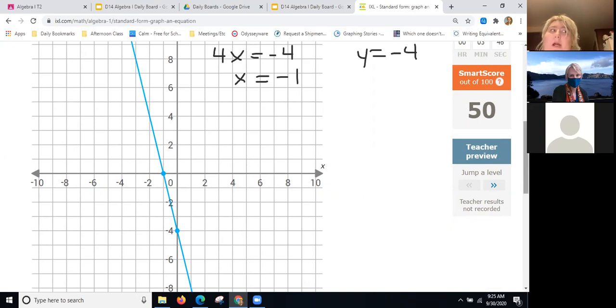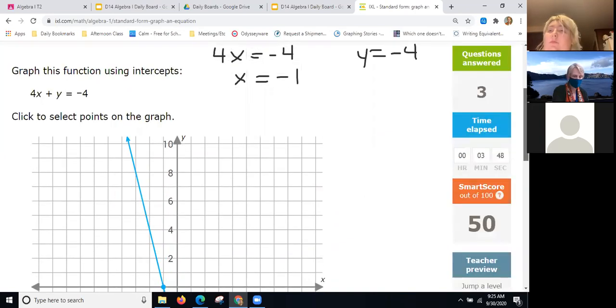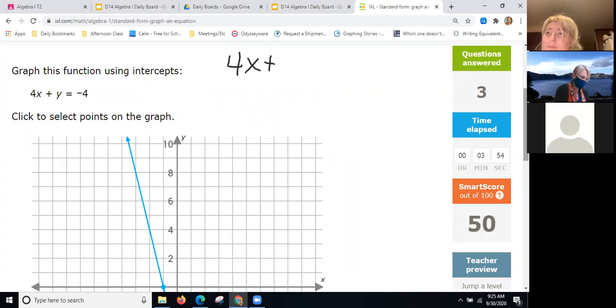Now, I want to show you something with this equation. So this equation starts out this way.